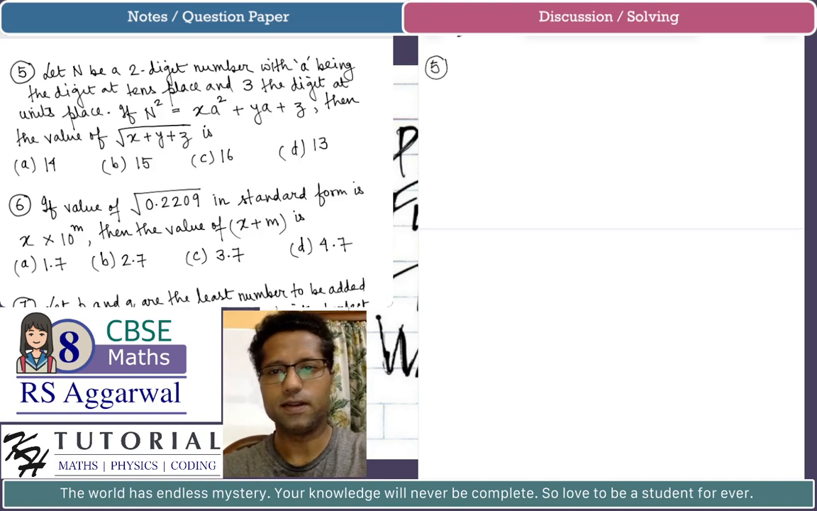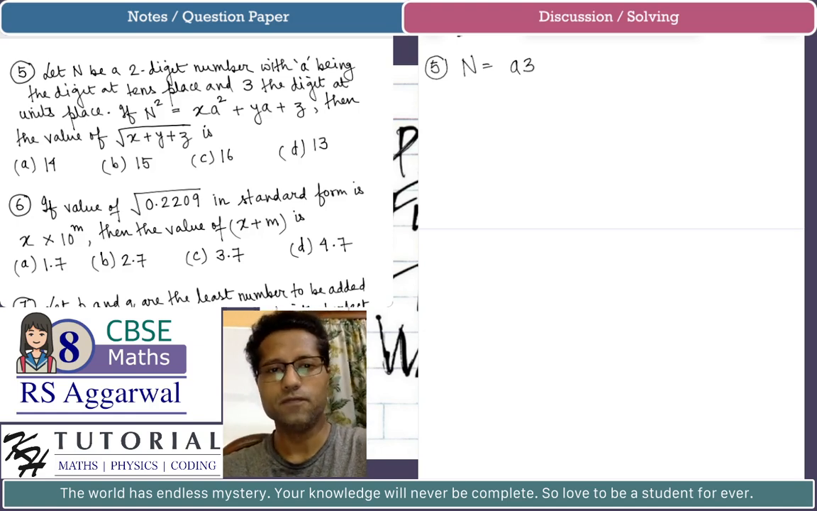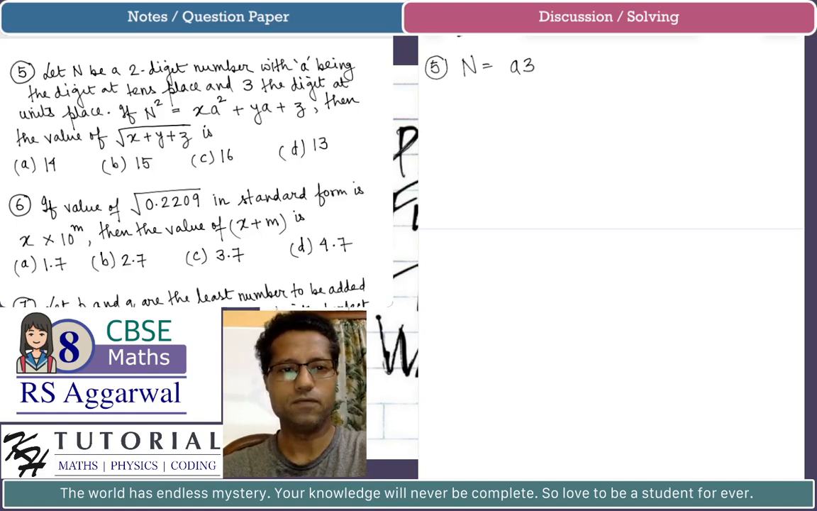So it is given that the number n is a two-digit number, where a is the digit at the tens place, and 3 is the digit at the units place. It is given that n square is equal to x a square plus y a plus z.